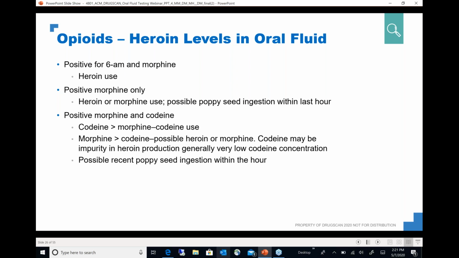Now, in this case, the codeine may be the impurity in the heroin production, because we always, or almost always, see the same scenario when we evaluate urine results in individuals who are positive for heroin use by the presence of 6-AM in urine. We see codeine not as a metabolite of morphine, but as an impurity in the production of heroin. We also see the codeine based on poppy seed ingestion.